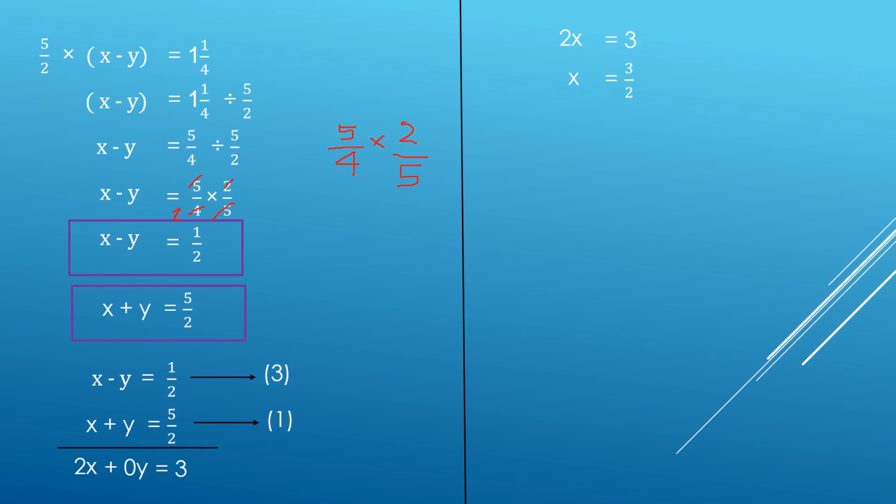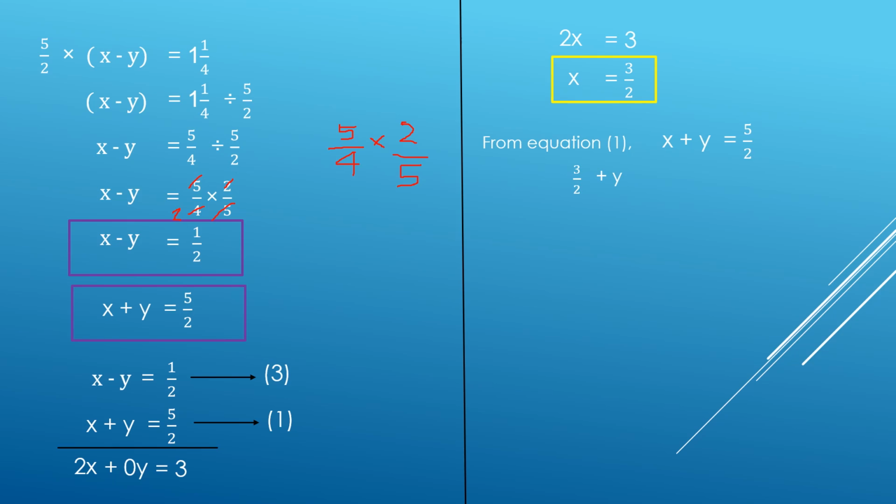Correct. X will be 3 by 2. So we got the value of x. Now what are you going to do next? Yes, we will find y by substituting x in any of these equations. So here I am taking equation 1, that is x plus y equal to 5 by 2. Tell me the next step.